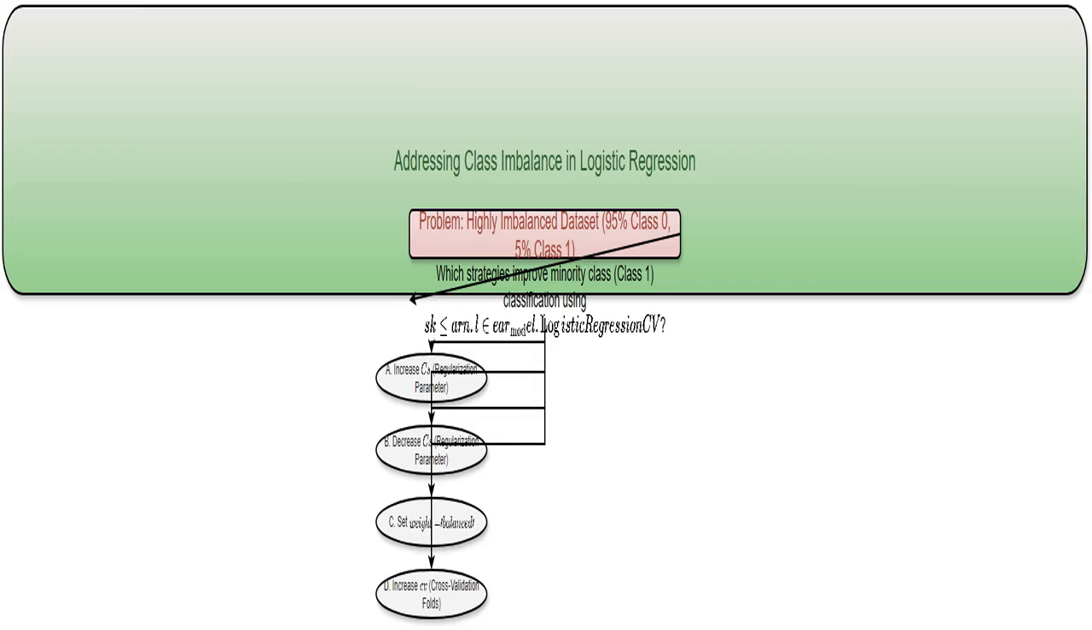This question focuses on how to handle a common problem in machine learning: datasets where one class has far more examples than another. I'm specifically looking at how to improve the model's ability to correctly identify the less frequent class in logistic regression.